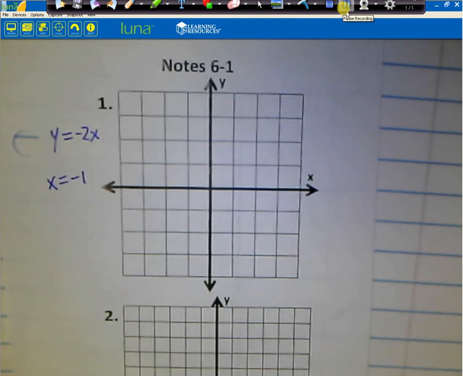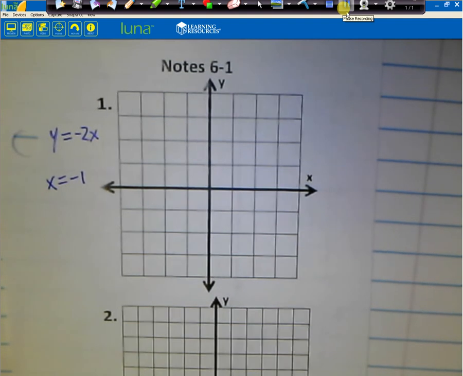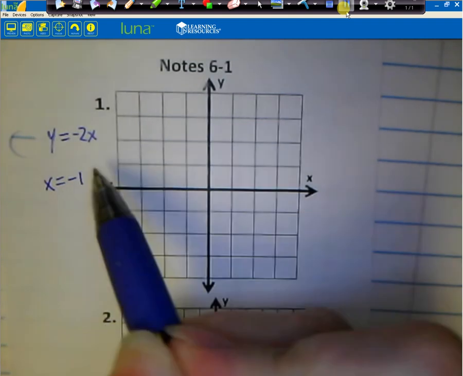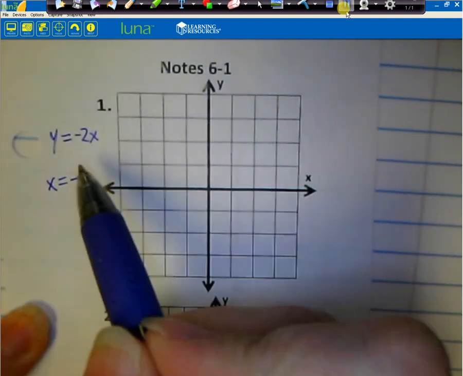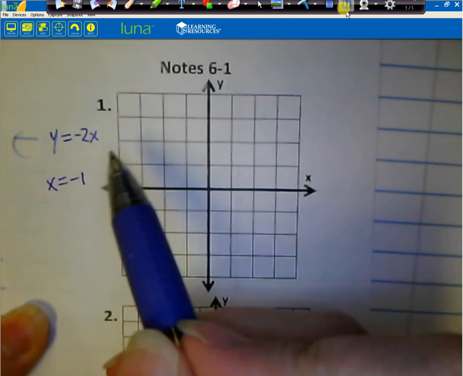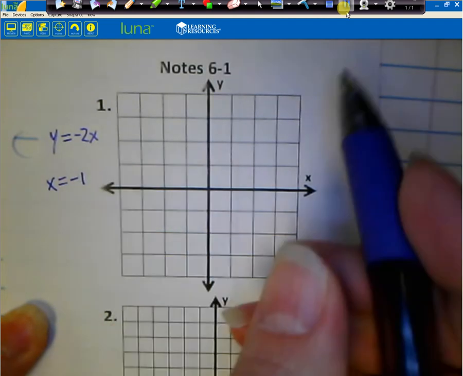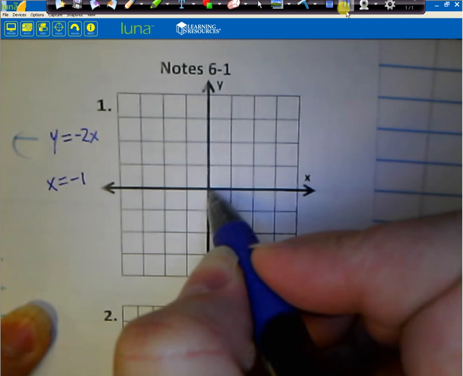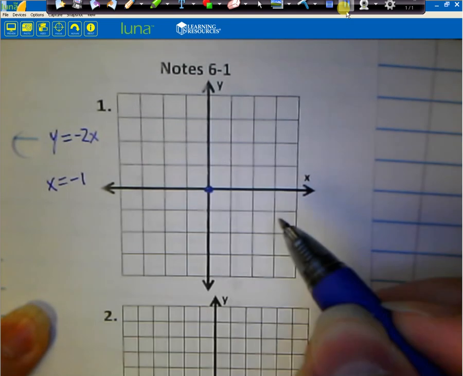Alright, for number 1 on your handout sheet, we're going to graph y equals negative 2x and x equals negative 1. Go ahead and write these problems down. You may recognize y equals negative 2x as a direct variation equation. It's the same thing as y equals kx or y equals mx plus b, and our b is 0. So, as with any direct variation equation, the first point we're going to make is at (0, 0).